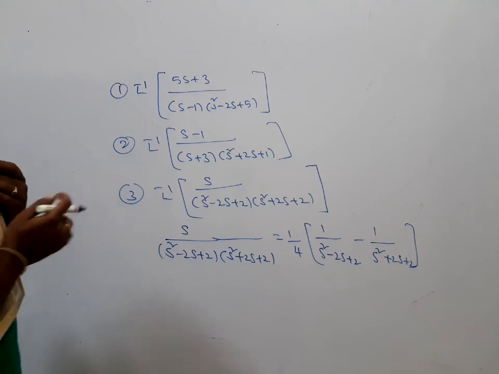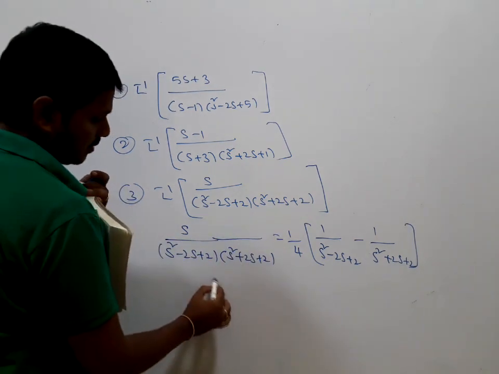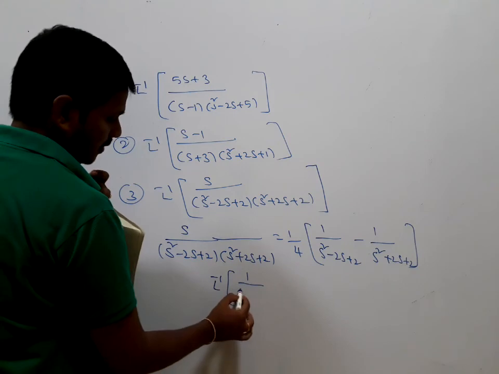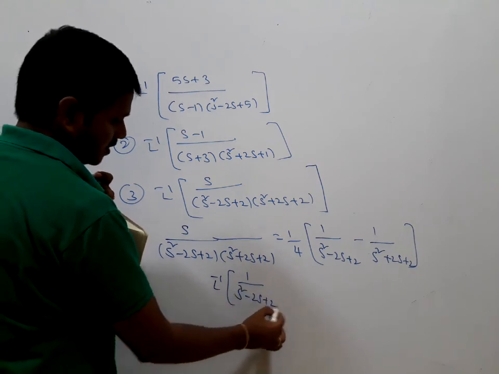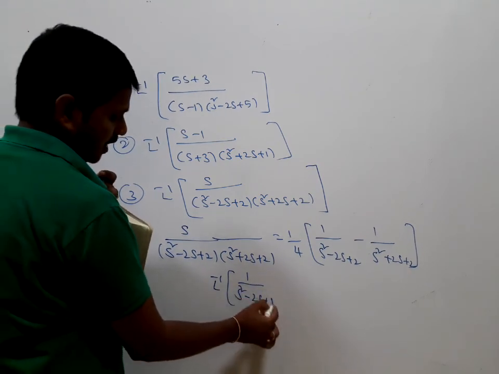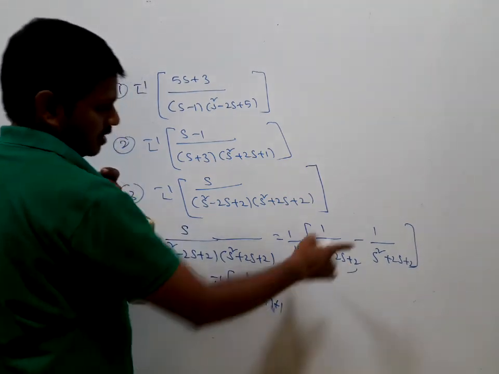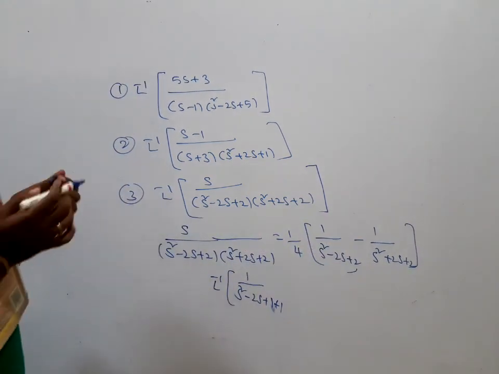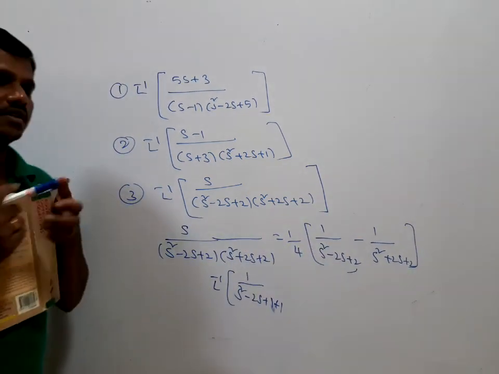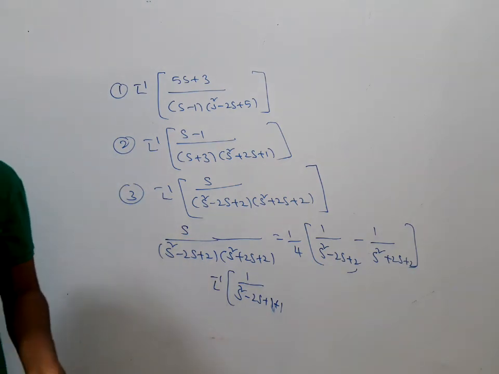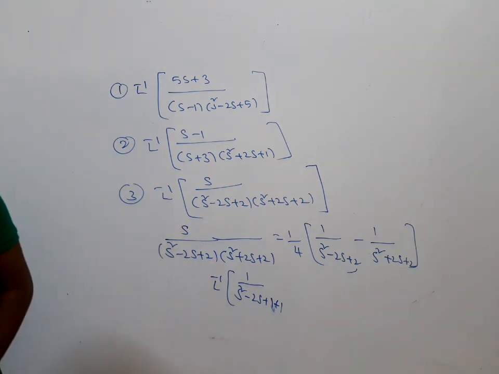Now taking the inverse Laplace transform on both sides, for the inverse Laplace transform of this one, 1 by s square minus 2s plus 2 you can write it as s minus 1 whole square plus 1. Here also s plus 1 whole square plus 1, you will get the answer easily, right? Try to solve this one. Next class we go for finding the inverse Laplace transform by applying the remaining theorems.